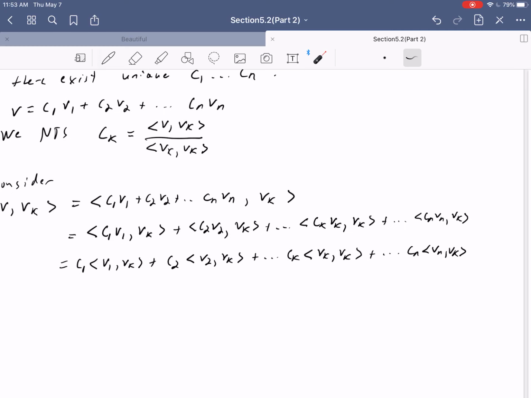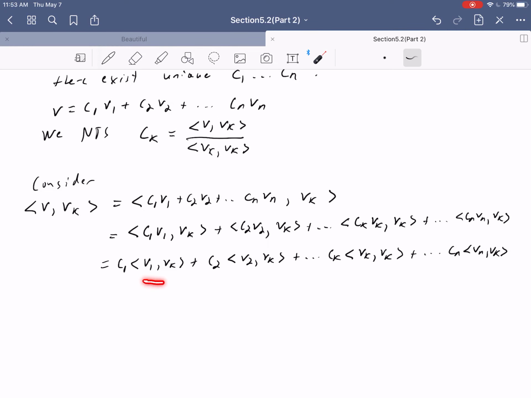Okay, so now notice that we have all these inner products between V1 VK, V2 VK, VK VK, VN VK. But remember, V1 through VN is not just a basis, it's an orthogonal basis. So every time we have one of these inner products, where you have V1 with VK or V2 with VK, we know, since they're supposed to be orthogonal, any distinct pair has to have an inner product that's zero. So this is going to be zero plus zero plus dot dot dot. The only one that's not going to be zero is when you have VK with VK. So that'll be CK VK comma VK plus zero.